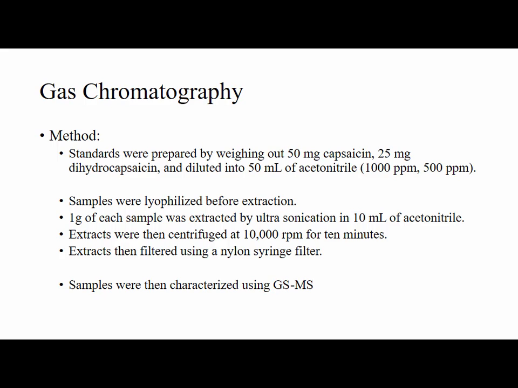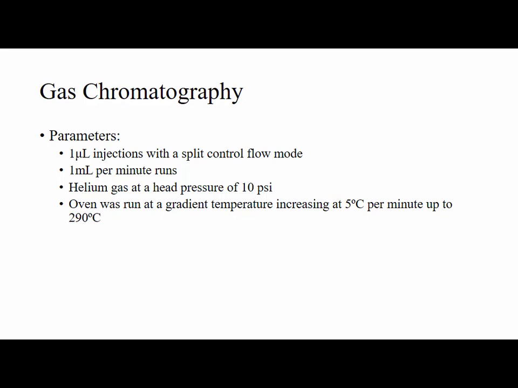All right, so for this method, standards were prepared weighing out 50 milligrams of capsaicin and dihydrocapsaicin into acetonitrile at the following concentrations. And then they were freeze-dried before extraction, and ultrasonication was also used. And then they were centrifuged and filtered using nylon syringe filters. Characterization was done using GC coupled to mass spec. Here are some of the parameters that they used for their machine. Something to note is they did use a column temperature running up around 290 degrees Celsius.